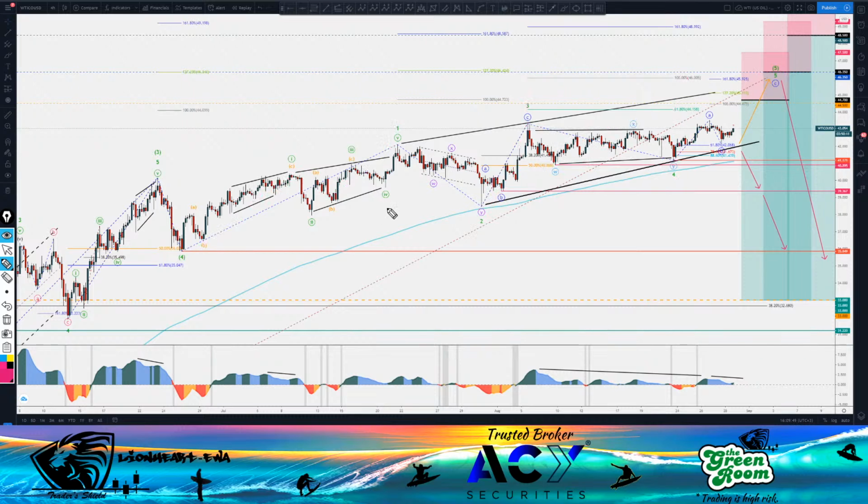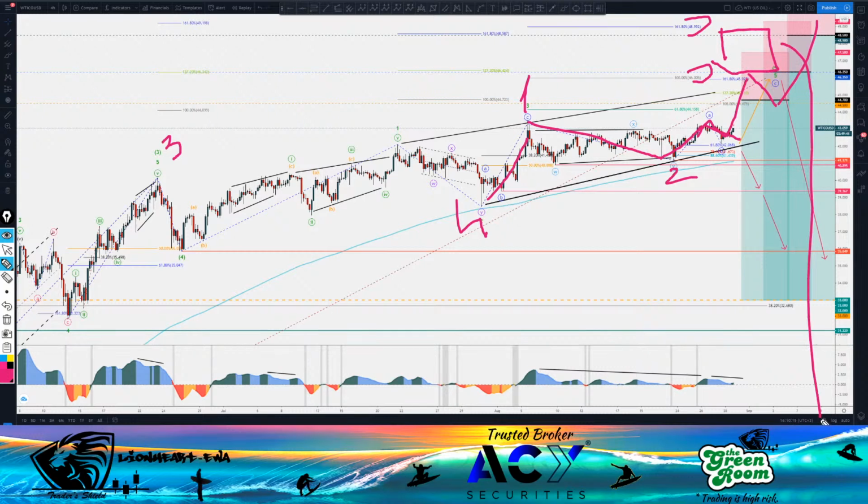So let's say this is a 1, 2, or let's say this is 3, 4, and we are only starting right now the ending diagonal, A, B, 1, 2, 3, 4, 5, 1 and then 2. Or this is 1, this is 2, and we're doing 3, 4, 5. In any case, these levels need to be watched. This is a range of a reversal for WTI.